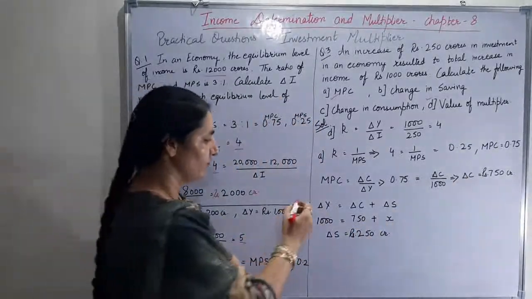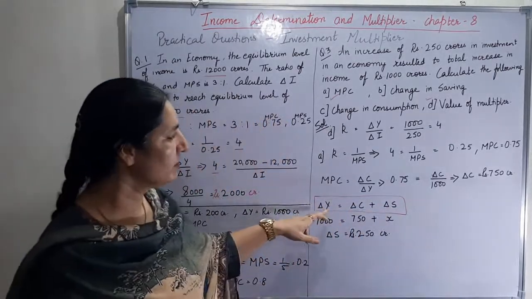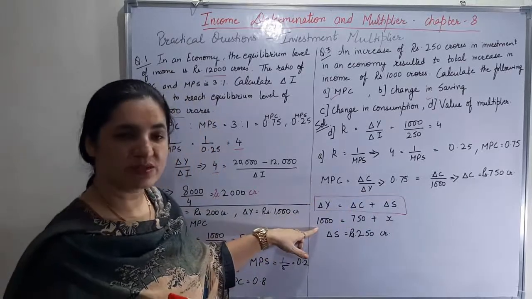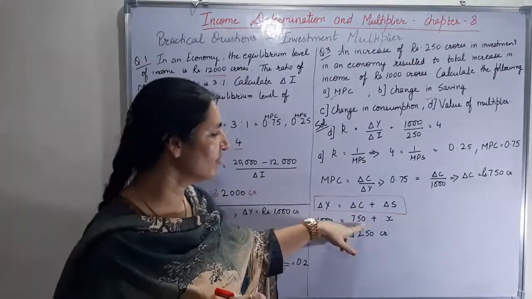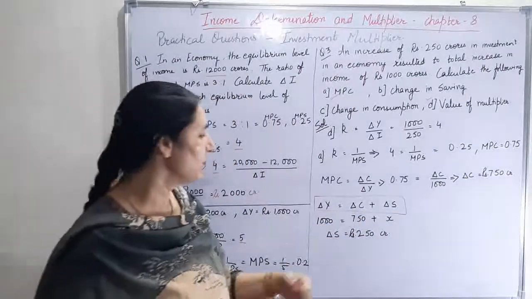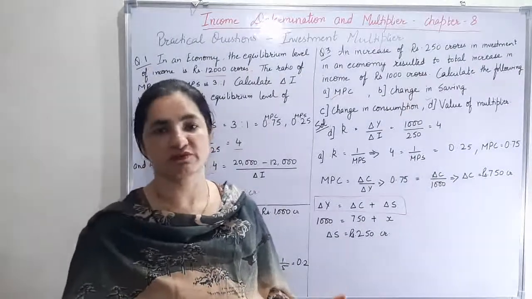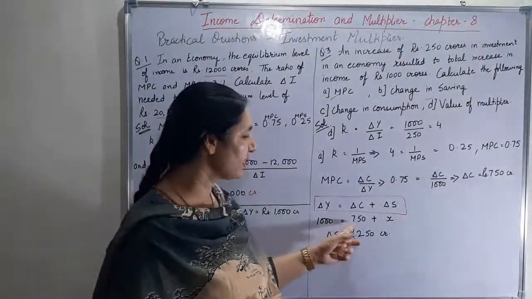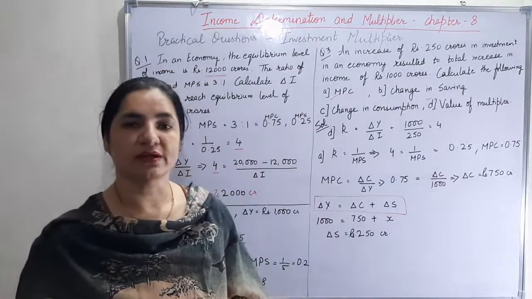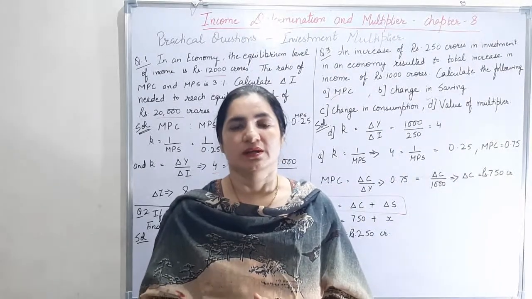Now this is the equation we have to apply. Change in income is equal to change in consumption plus change in saving. Change in income, 1000, is equal to 750 plus change in saving. We do not have the value of change in saving, but we have the value of change in consumption, so the leftover part will be saved. So 1000 minus 750, change in saving is rupees 250 crores. So with this we conclude this chapter. Thank you.